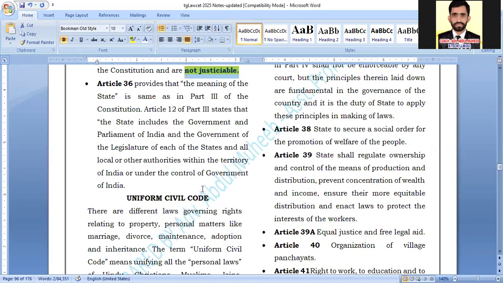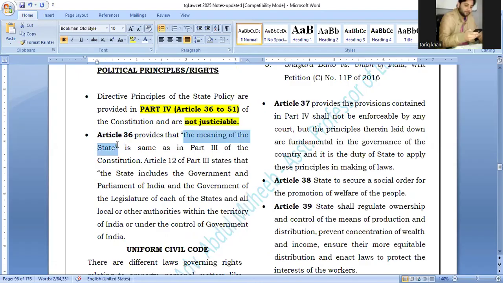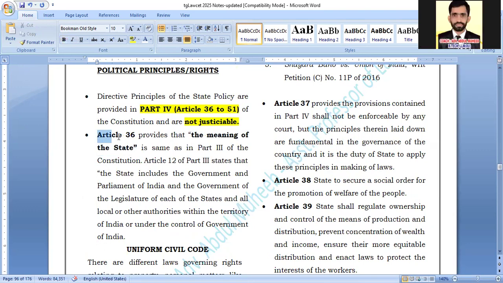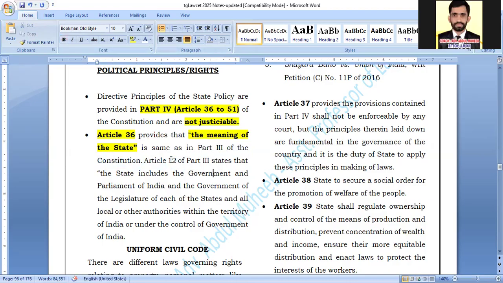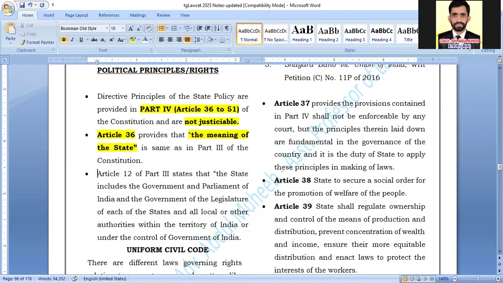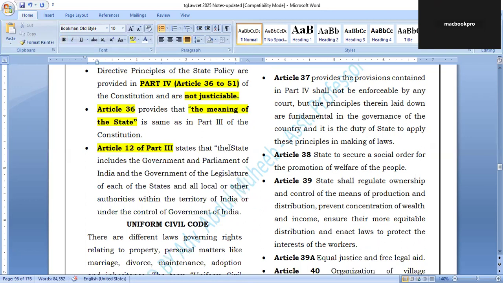Next. First, Article 36. What is Article 36? Article 36 provides that the meaning of the state is the same as in Part 3 of the Constitution. Article 12 of Part 3 states that the state includes the government and the Parliament of India and the government and the legislature of each state and all local and other authorities. What does state mean?